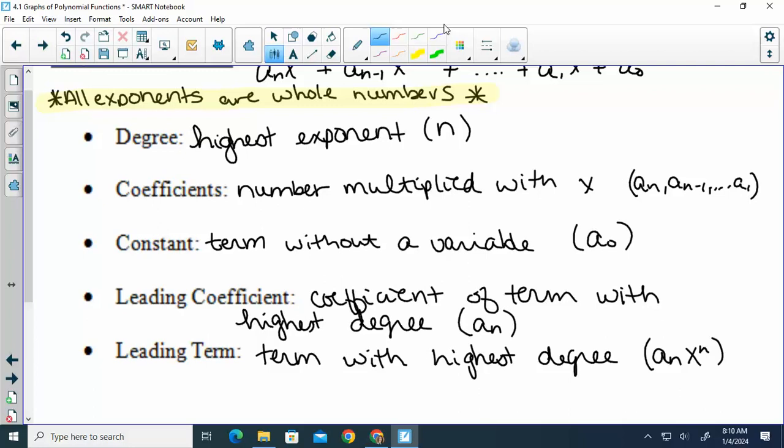Likewise, that means your variable can't be on the denominator, because that would be like having a negative exponent. That would turn it into a rational function, not a polynomial. So we are looking at things with nice exponents, only positive whole numbers here.